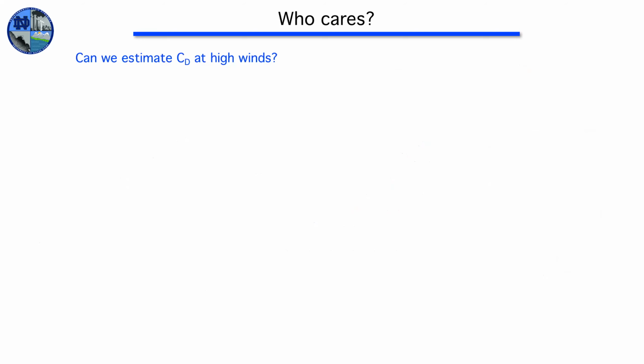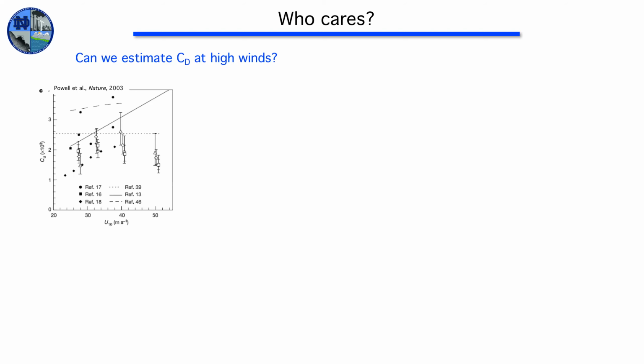Well, okay, then the next logical question is, can we estimate CD at high winds? Can we actually predict what some of these values are and know what to assign them in the numerical models? Well, this is a kind of famous paper done in 2003 by Powell et al. in Nature, where they were the first to find that the CD actually looks like it rolls off. And so not only does it not continue to increase, but it looks like it actually starts to decrease at higher winds.